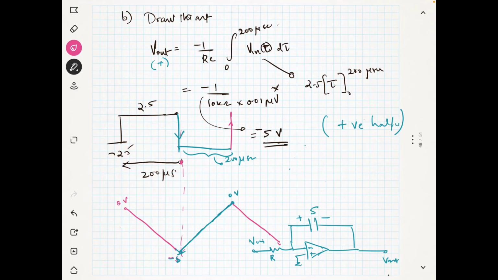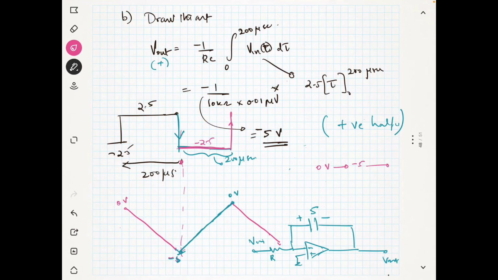I hope this is clear to you. Initially the voltage across the capacitor was 0 volt, then the capacitor charged to minus 5, then plus 5 volt will get added to the capacitor because of the integration of this minus 2.5 volt input, because if you give minus 2.5 volt, the capacitor will try to charge towards 5 volt.